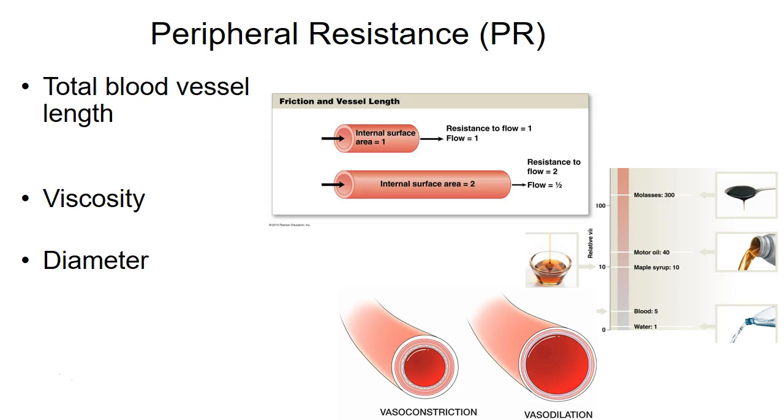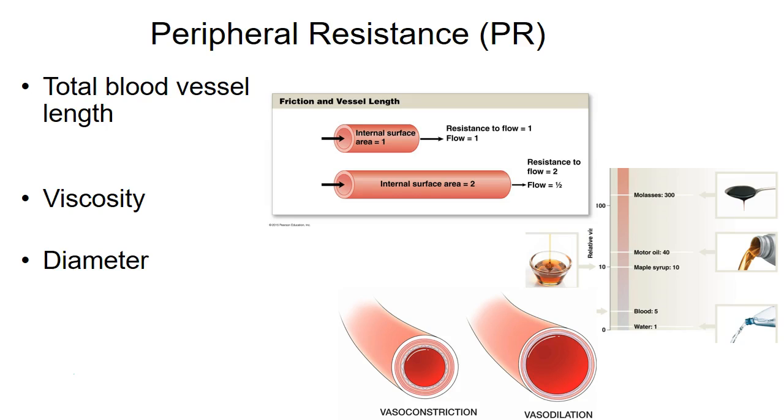The last one, and this is the one that the body can control and it has a huge effect on peripheral resistance, is controlling the diameter of blood vessels, specifically arterioles. This has a major impact, and the reason is that if you double the radius of the blood vessel, that decreases the resistance by 1/16. So it's 16 times less resistance. Having a small change in diameter or radius has a big impact on resistance.